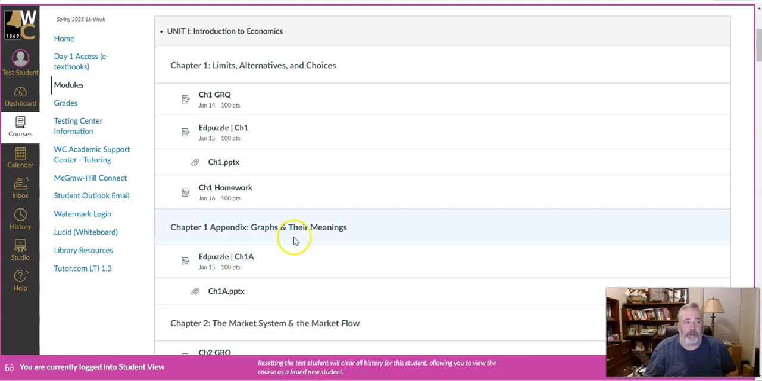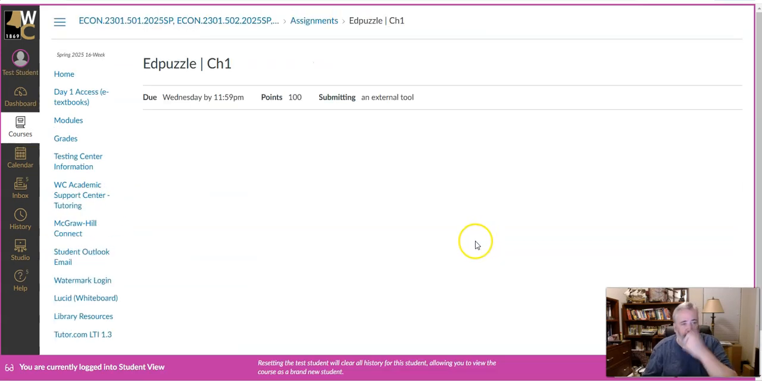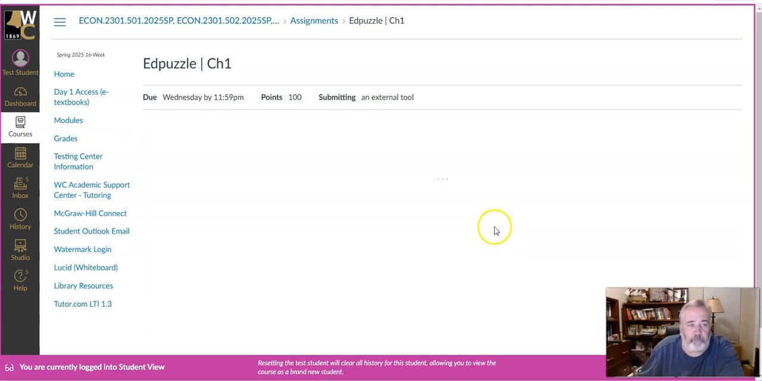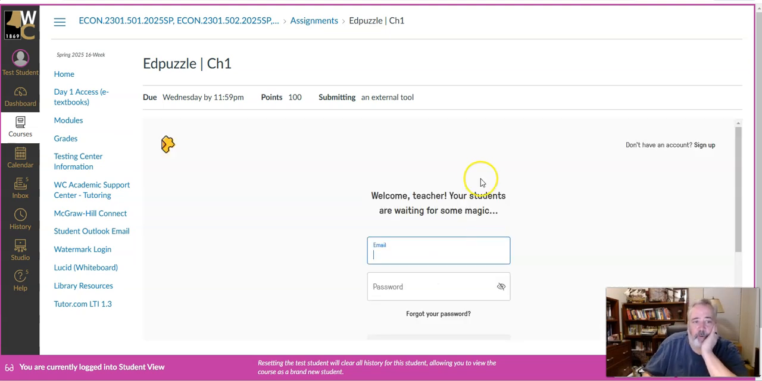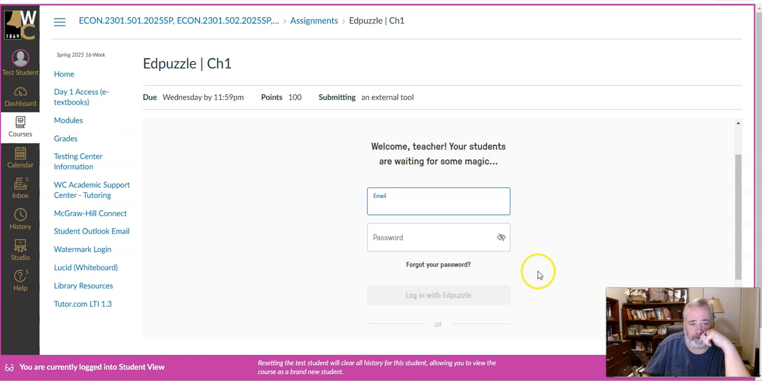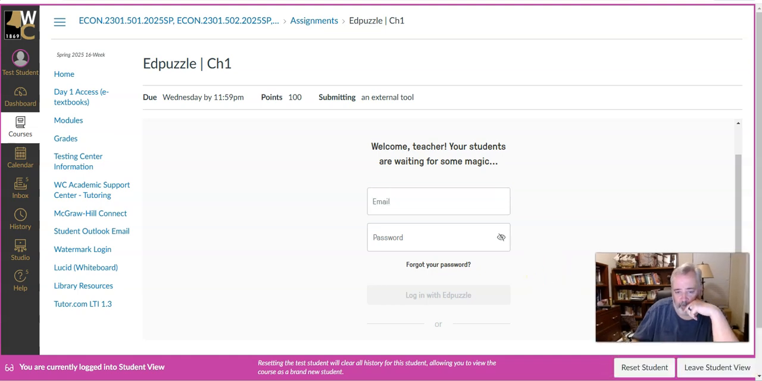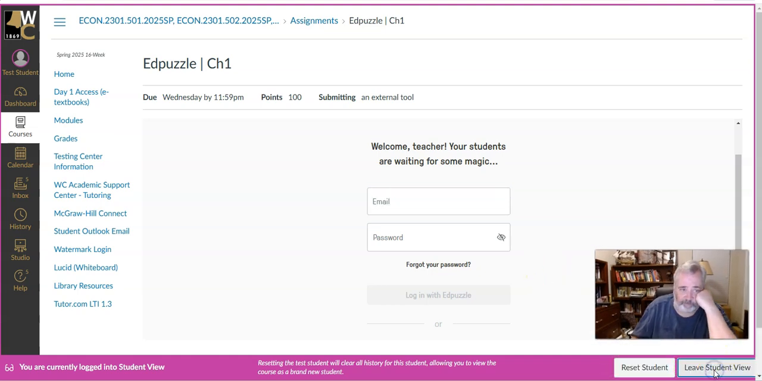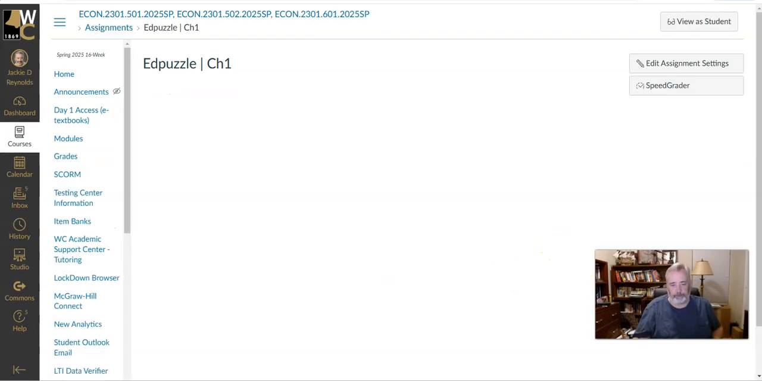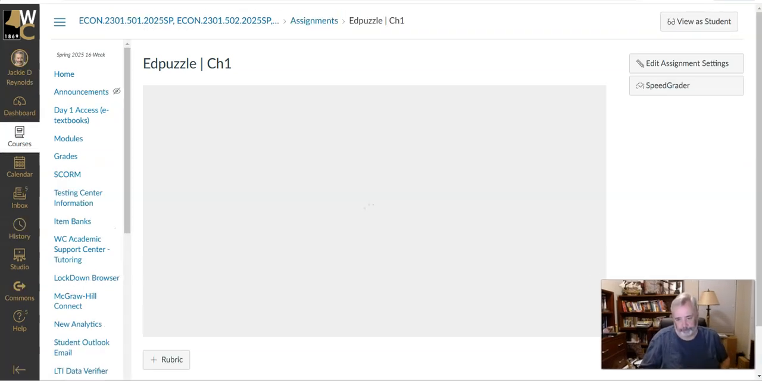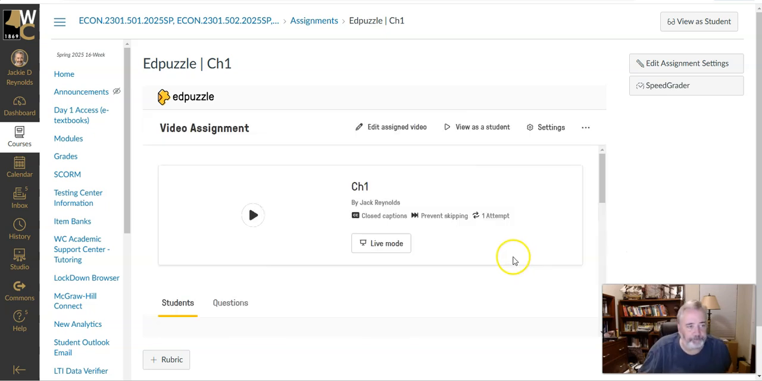There is a question here. Let me show you how your Edpuzzles look. Fairly straightforward. Not too big of a problem, I don't think. It's not going to let me. It won't let me log in because I'm not a student. I'm a teacher. So my teacher credentials won't work in this. So I have to leave student view, and then it'll come right up. Watch. Sorry, I forgot it. All right.